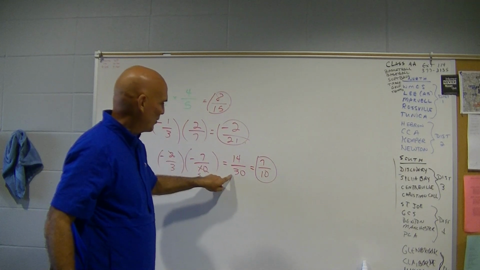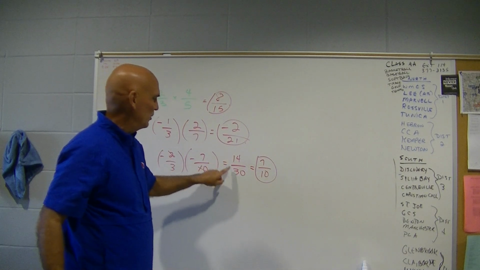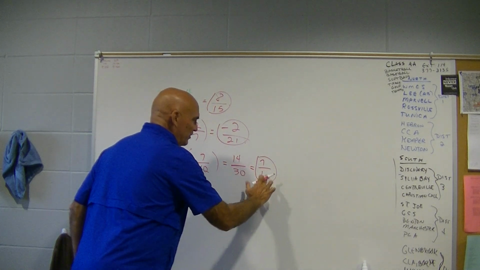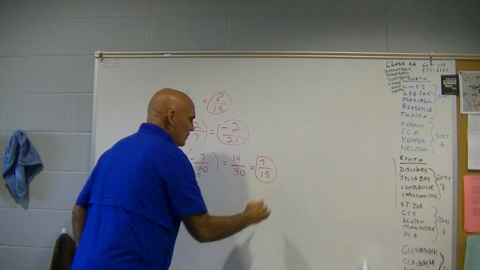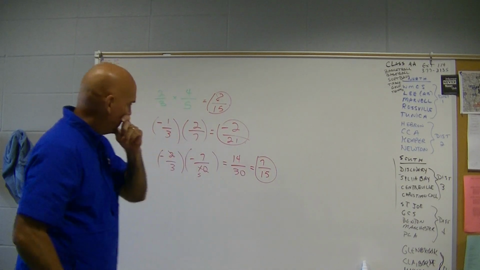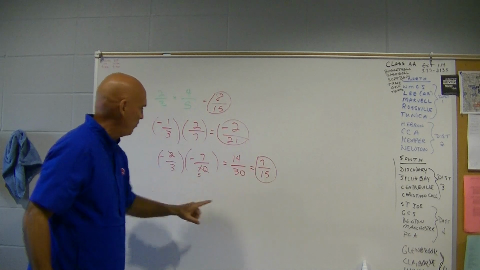Okay, so 14/30, you can take a 2 out of each one of those. You take a 2 out of the 14, you get 7, take a 2 out of the 30, and you get 15. All right. I bet you were sitting there the whole time watching this video wondering if I'd ever figure that out. All right, so the final answer should have been 7/15.